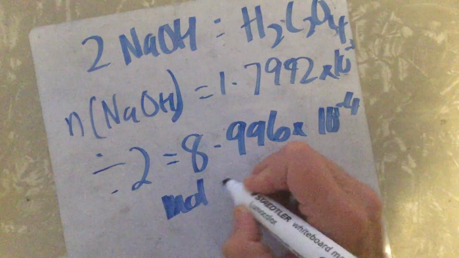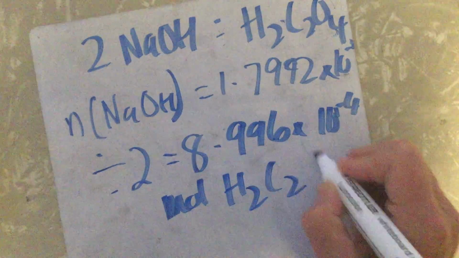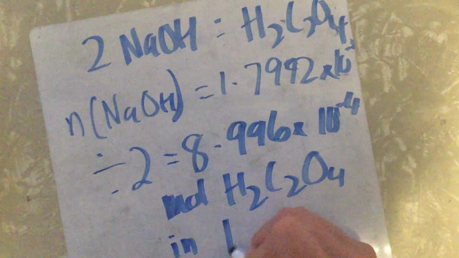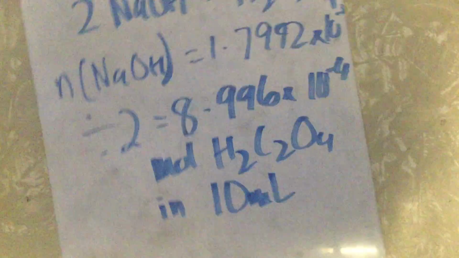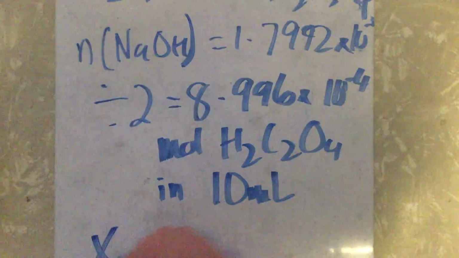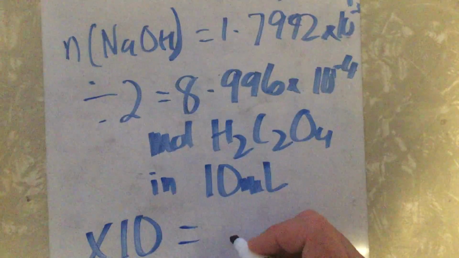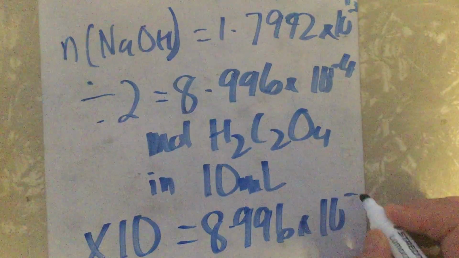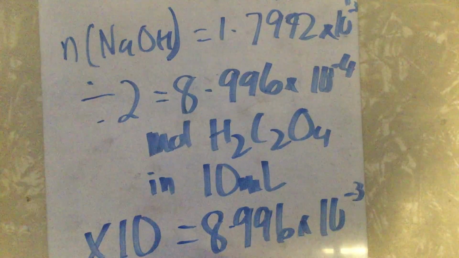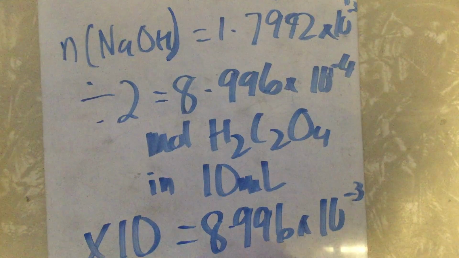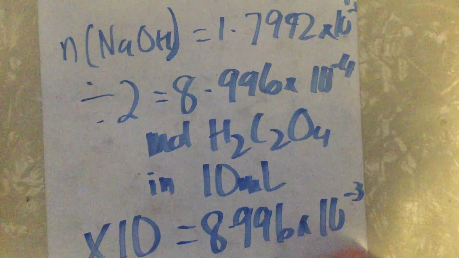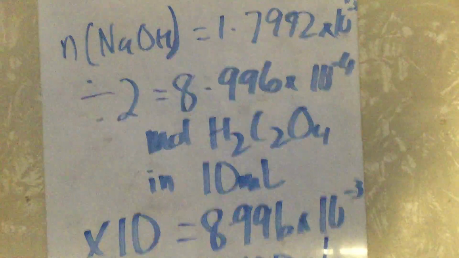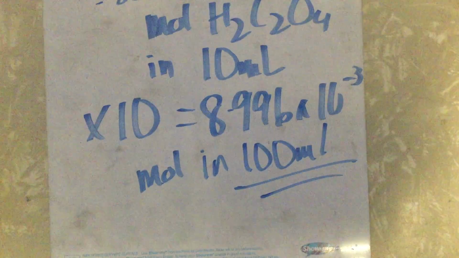That's moles of H2C2O4, and this time 10 mils. So we're going to multiply that by 10, and that gives us 8.996 times 10 to the minus 3 moles of H2C2O4 in 100 mils. Let's just make sure you can see that.